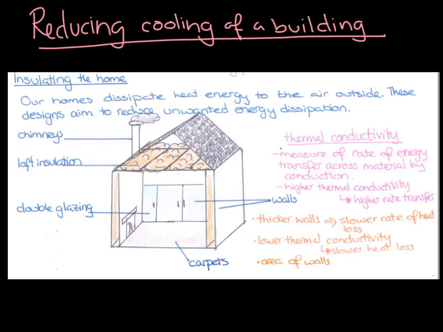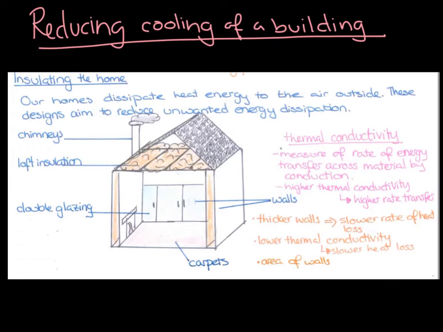So things that we can do, we can make sure that our walls are thicker, because then there's a slower rate of heat loss. We can make sure that our walls have got a lower thermal conductivity, so we have to choose the material carefully, and then that will make the rate of heat loss lower. And we can think about how much wall area there is in a building. So bigger buildings with more wall area dissipate more energy. They're more expensive to heat.